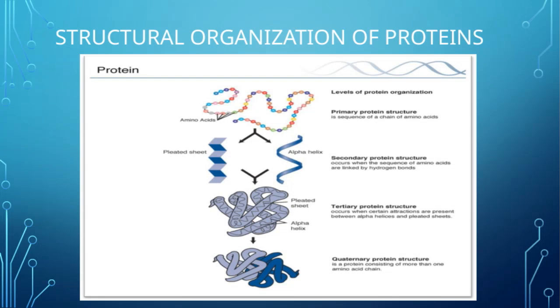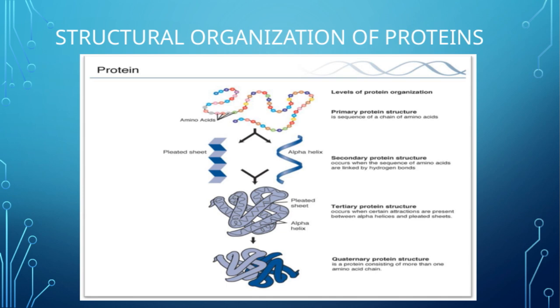Let's take a closer look at the structural organization of proteins. Proteins are incredibly complex molecules, and their function is closely tied to their structure. The basic building block of a protein is the amino acid, which links together in specific sequences to form a polypeptide chain. This chain then folds into a unique three-dimensional shape, which is crucial for its activity.